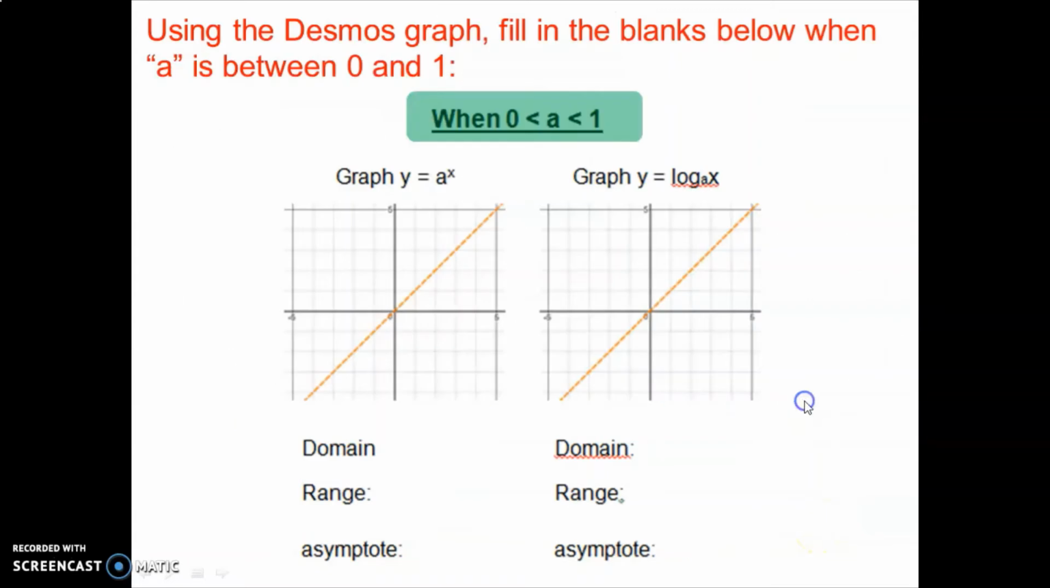All right, let's switch things up now a little bit. Same exercise, you're going to use the same Desmos activity, but this time you're looking at a values between 0 and 1. In other words, what happens when you make the a value, the base of the exponent or the base of the log, a decimal number between 0 and 1?